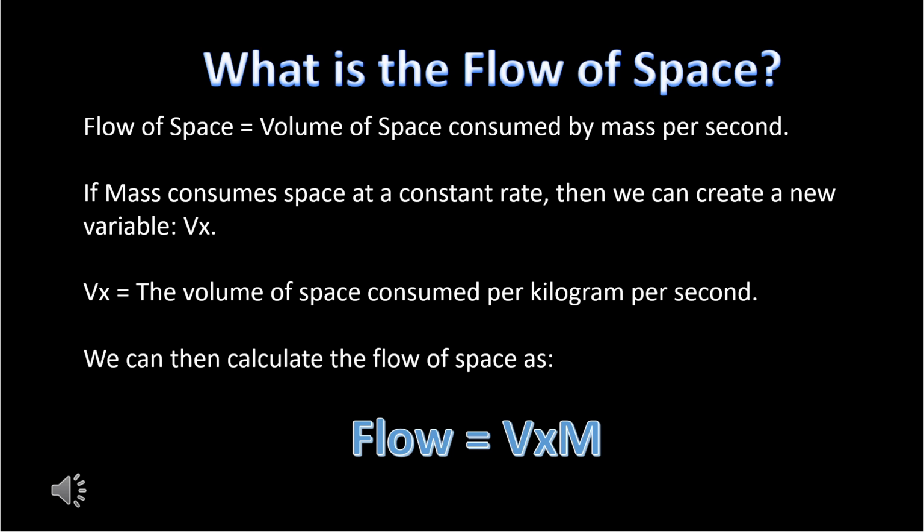So what is the flow of space? The flow of space is equal to the volume of space consumed by a mass per second. If mass consumes space at a constant rate, then we can create a new variable, Vx. Vx is equal to the volume of space consumed per kilogram per second. We can then calculate the flow of space as equal to the volume of space consumed per kilogram per second multiplied by the mass in kilograms.